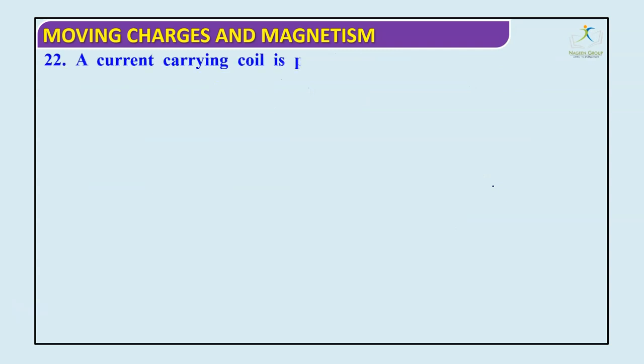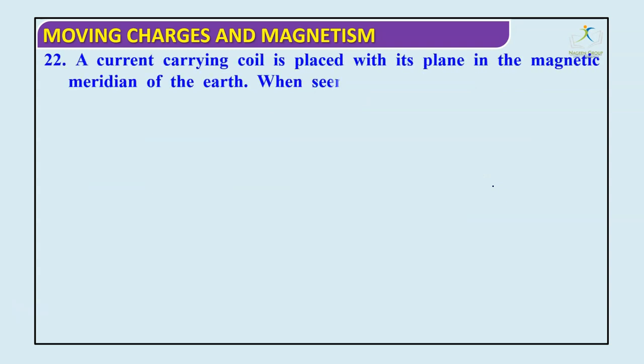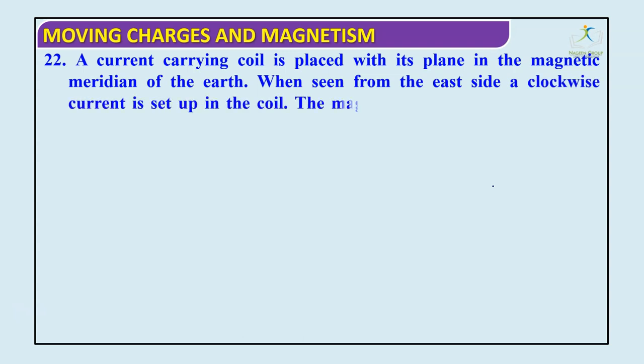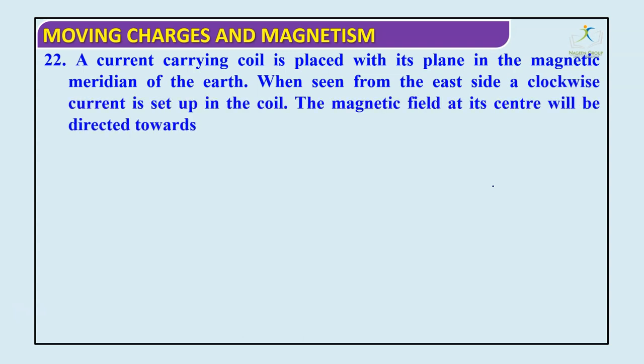Moving on to the next question. A current carrying coil is placed with its plane in the magnetic meridian of the earth. Seen from the east side, a clockwise current is set up in the coil. The magnetic field at its center will be directed towards north, south, west, or east. So the correct answer for this question is west. If the current carrying coil is placed in the meridian of the earth, and we observe from the east with the current moving clockwise, the magnetic field at the center will be directed towards west.